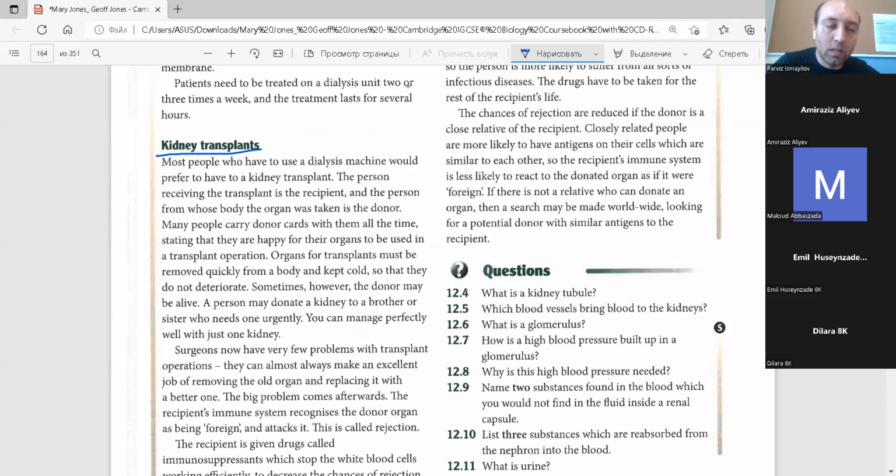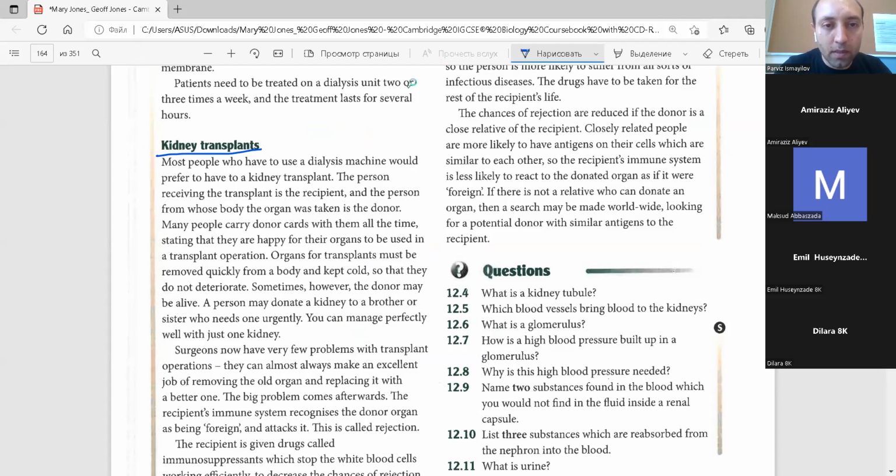But without a kidney transplant, if you are using dialysis, you must stay near the hospital. So you can't say that I will stay in the mountain for a week. No, it's impossible because we don't have this facility. But having a kidney transplant will be better because you will have fewer limits, let's say.